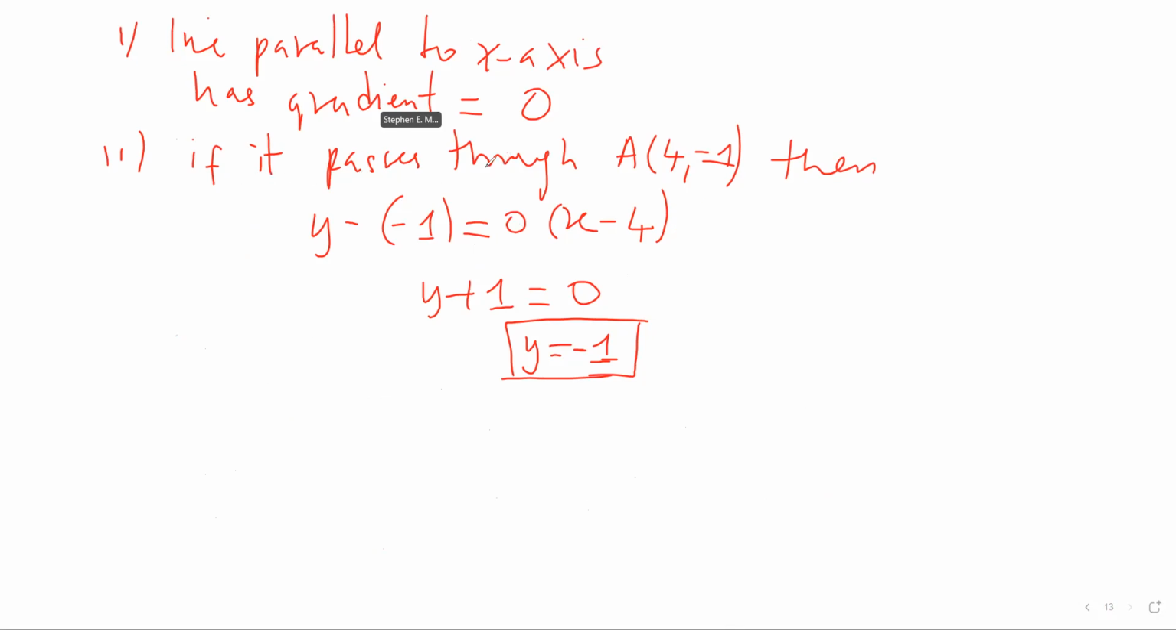And then if it passes through the point A, which is (4, -1), we can write the equation of that line, which is y minus (-1), which is y from here, equals the gradient, which is 0, times the bracket x minus 4. Then if you expand this, you have y equal to -1, which is the equation of the line parallel to the x-axis.